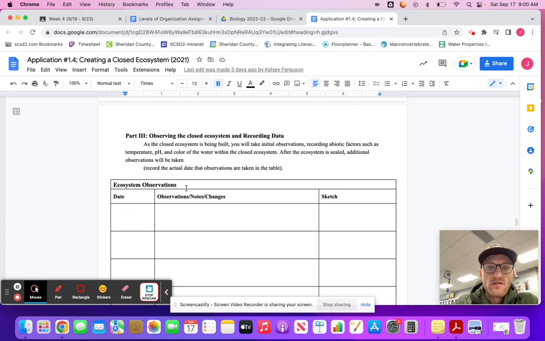And observations, the big thing that you're noticing is, if you notice something major, especially changes, right? How is your plant doing? Is your plant still surviving? How are your living organisms doing? A lot of you guys that put crawdads in there, they're probably already dead, right? And we really want to take note of that because we want to see what order this happens.